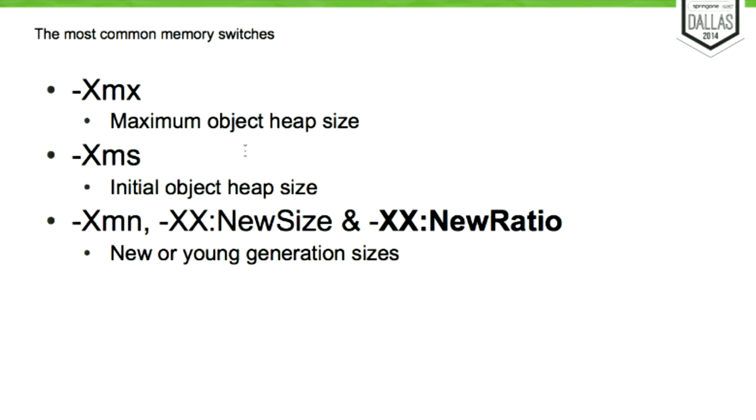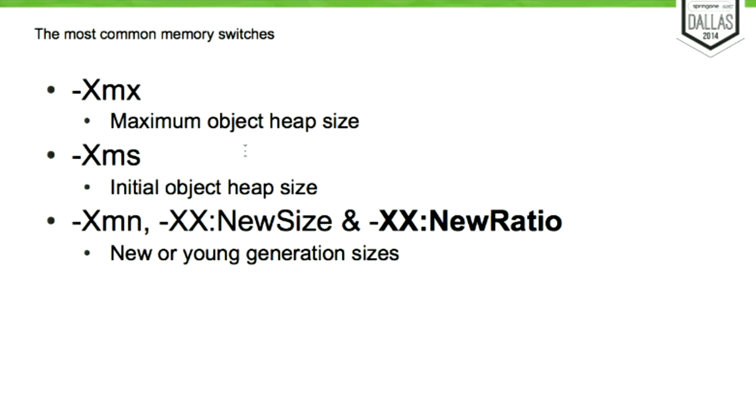So, the most common memory switches. Who doesn't recognize any of the ones on this slide? If you put your hand up, or maybe put your hand up if you do recognize it, it's probably easy. Yeah, some hands, okay. So the MX is probably the most well-known one. Set the maximum object heap size. MS is the initial heap size. We usually recommend in an application server like Tomcat, set them both to the same. There's not usually a good reason for allowing the JVM to resize itself over time on most workloads. You want to make sure you've got all the memory available that you need to run the application when you start the application up.